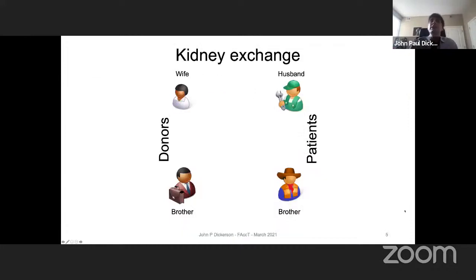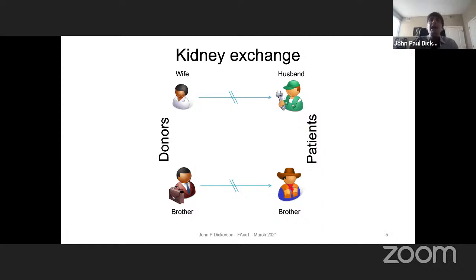Well, here's the most simple kidney exchange. We have 2 patients. These are folks who need a kidney. And each of them knows a willing but potentially incompatible donor. The husband's wife, for example, may be willing to give him a kidney, but perhaps she has the wrong blood type for him. Similarly, these 2 brothers, well, one is willing to give a kidney to the other, but perhaps he has the wrong tissue type, or there's some other logistical or healthcare issue.